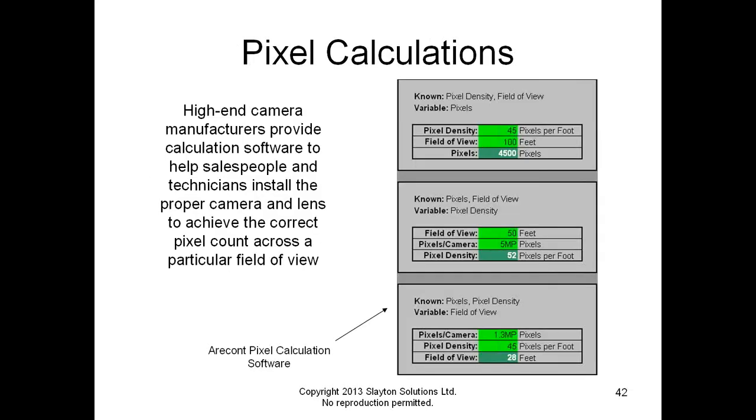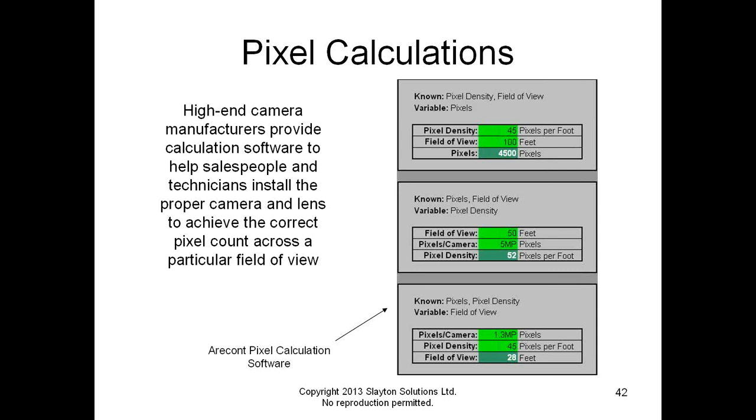Now, the good news is that the manufacturers of high-end cameras, for example, ESNT, provide calculation software that allows you to figure out what it is you need to know. So if you look at this box on the right-hand side of the screen, you see what is known and you see what's a variable. So if you know the pixel density, you want to do 45 pixels per foot, and your field of view is 100 feet, it needs 4,500 pixels.